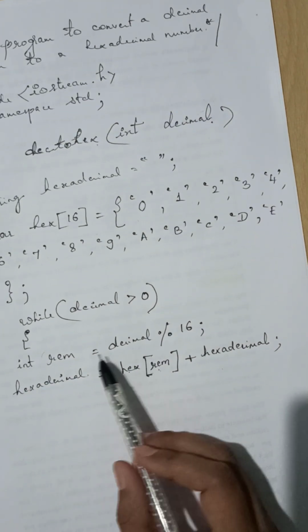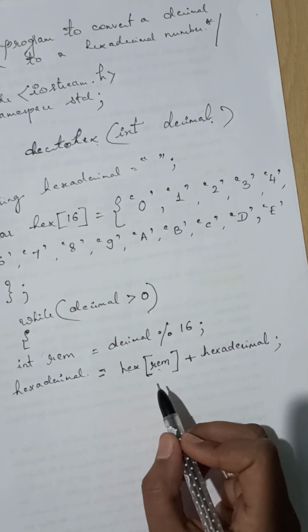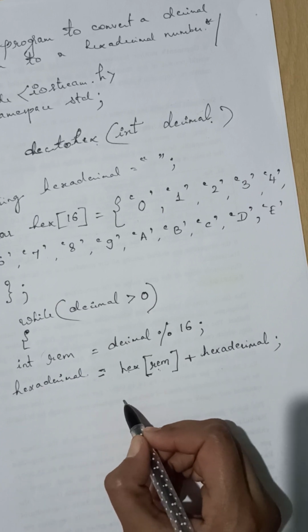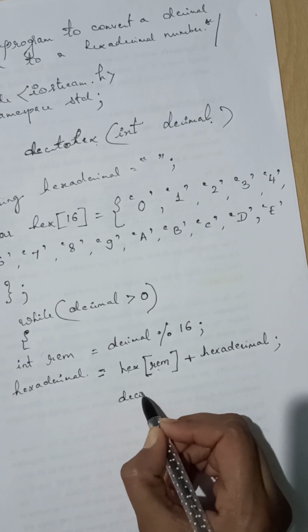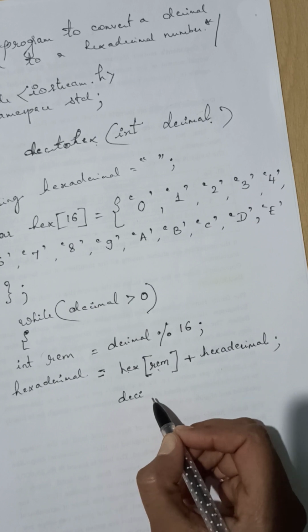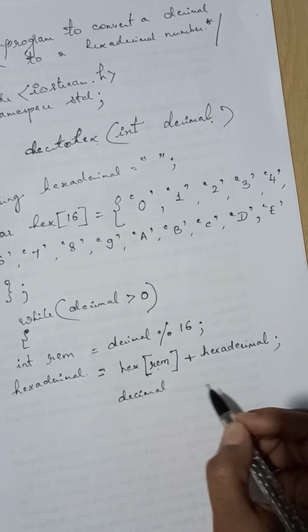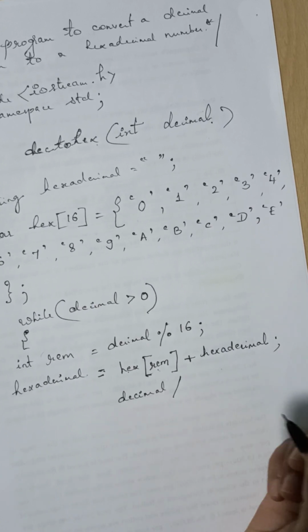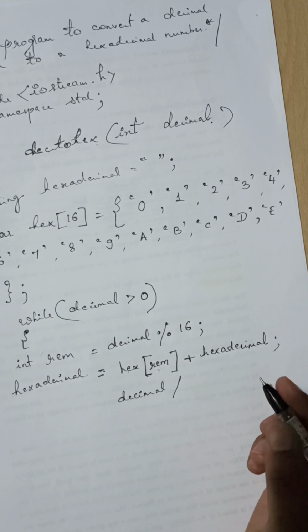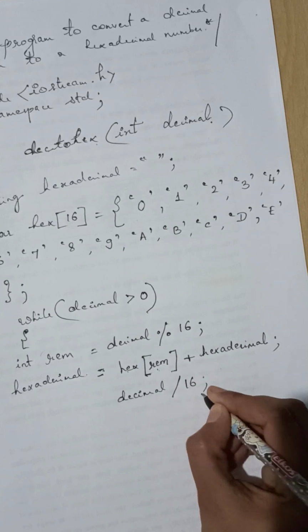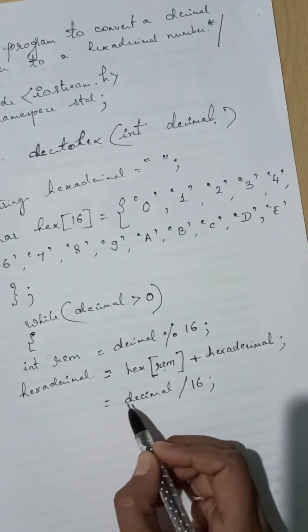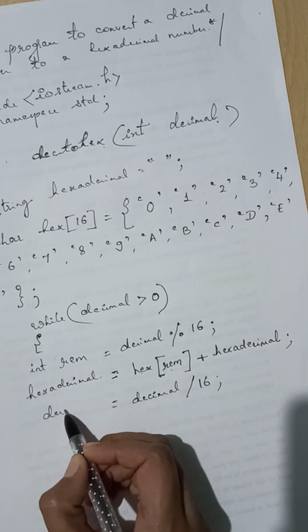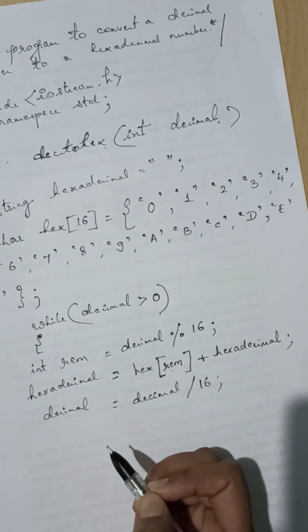And so, next step, we will check the quotient. We will collect the quotient. How to collect the quotient? If we use the division operator by 16 on the decimal number, we will get the quotient. We will obviously store it in the same variable, decimal.